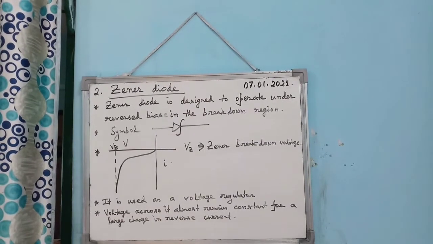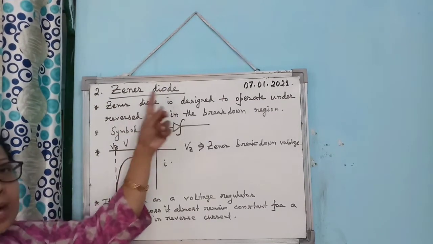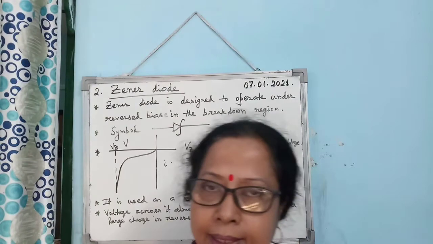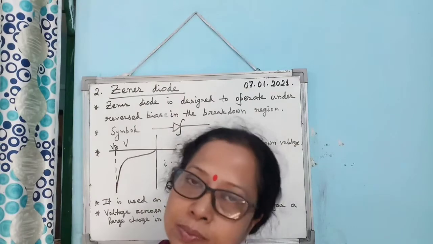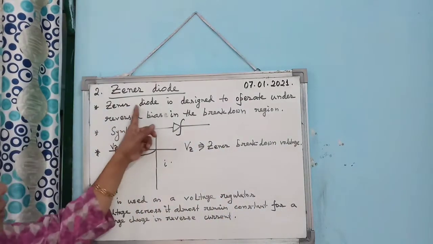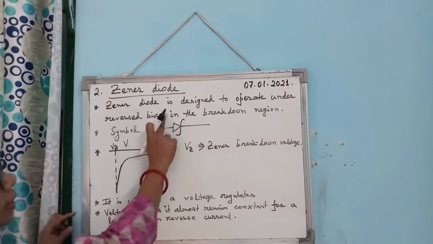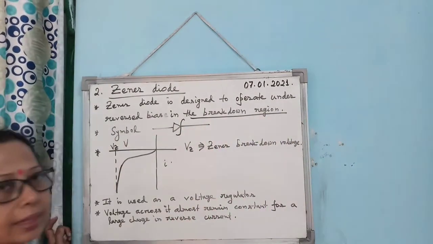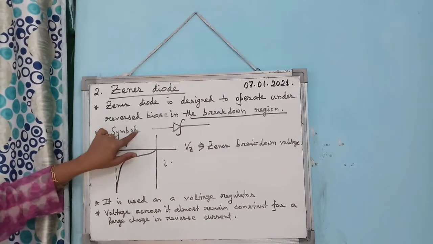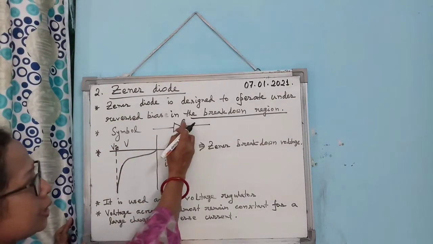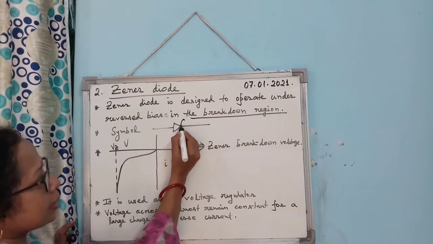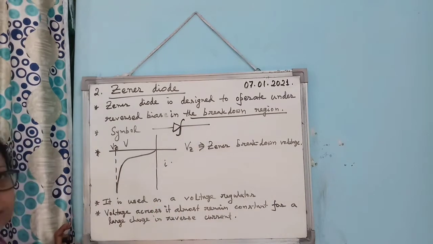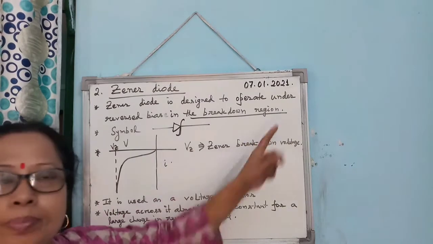Now the next important kind of diode we use is the Zener diode. From the name it is clear that the diode is named after its inventor Zener. And what is a Zener diode? Already I discussed Zener breakdown voltage while discussing the reverse biasing condition. You know that it is designed to operate under reverse bias in the breakdown region. That is the most important thing. And what is the symbol for the Zener diode? For an ordinary diode, at the N region we just draw a single bar, but in this case it is a curve like this. It indicates that it works in the breakdown region.